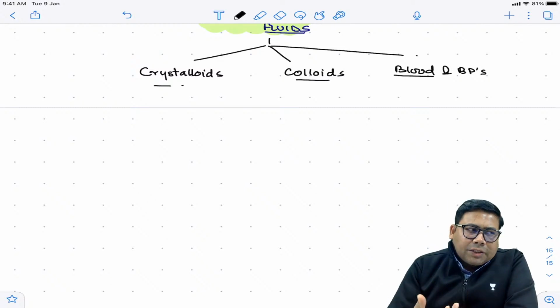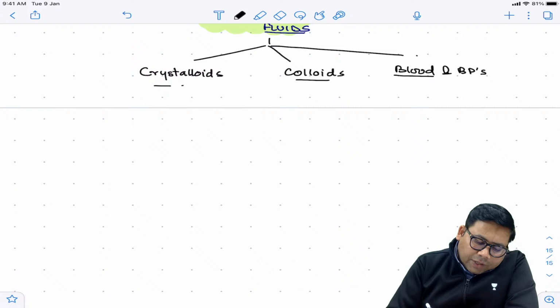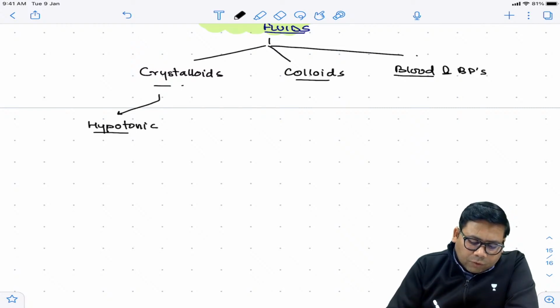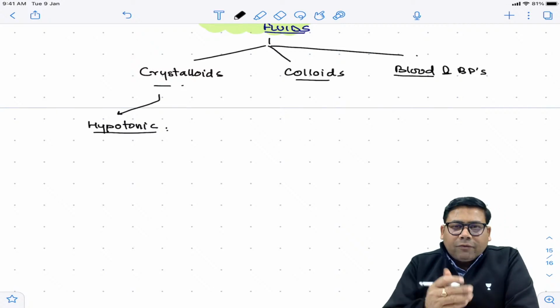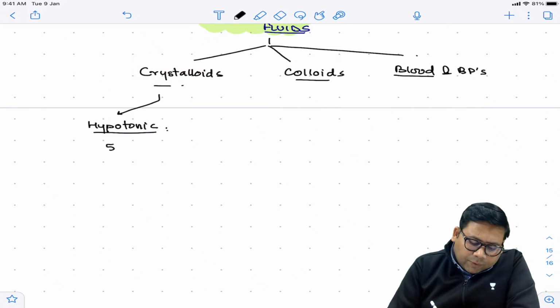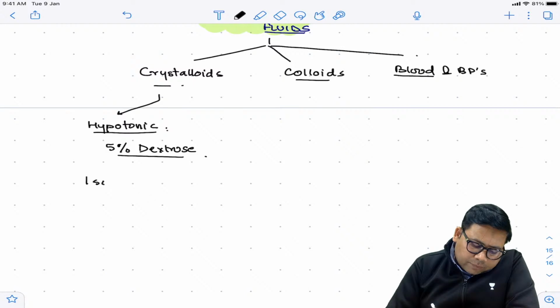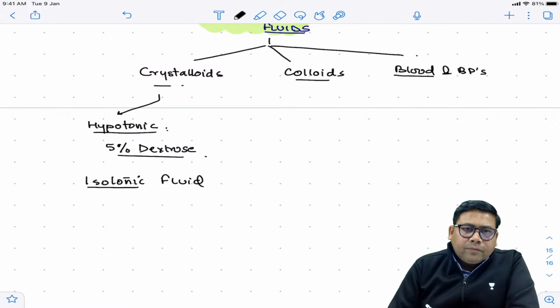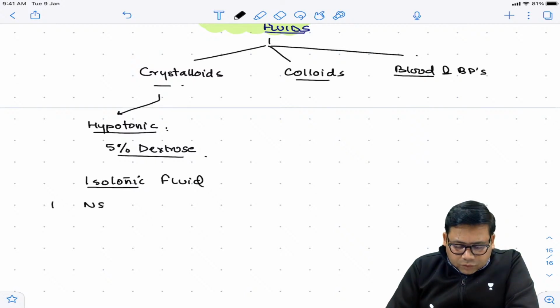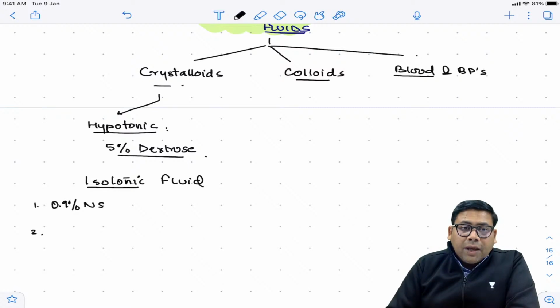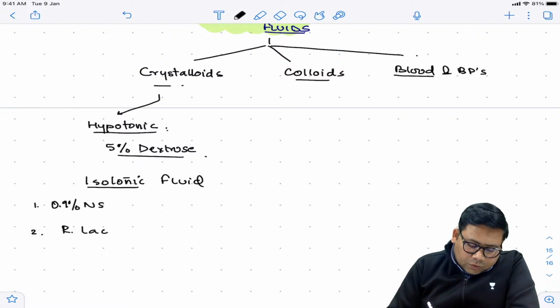When we talk about crystalloids, one very important thing is we have hypotonic and we have isotonic. So what are the hypotonic fluids? Come on, students, someone from the audience can answer this. 5% dextrose comes under this category. Then what about isotonic? When you talk about isotonic fluid, we have normal saline, so 0.9% normal saline. What else do we have, students? We have Ringer lactate.